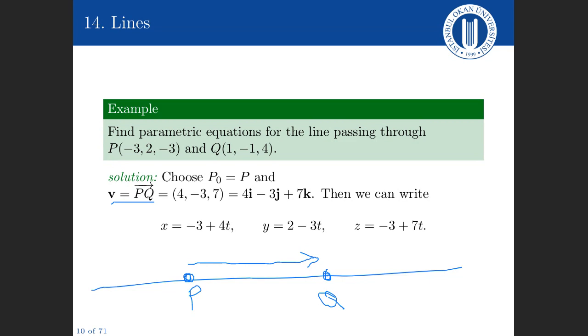After we have our numbers, we can write down the equations. Our point is minus 3, 2, minus 3. Put these numbers first. X is minus 3 plus something, y is 2 plus something, z is minus 3 plus something. And then look at our vector, 4i minus 3j plus 7k. X must have plus 4t, y must have minus 3t, and z must have plus 7t.